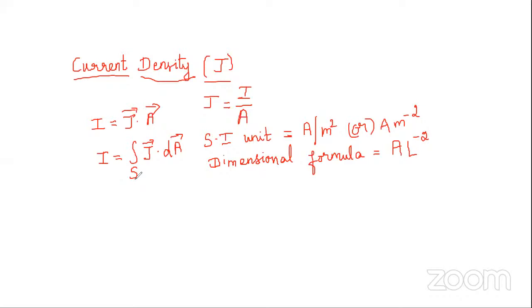From this equation, what you can understand is that the current density is inversely proportional to the area of cross section. Okay, current density and area of cross section are inversely proportional. So these are all the important concepts of current density.